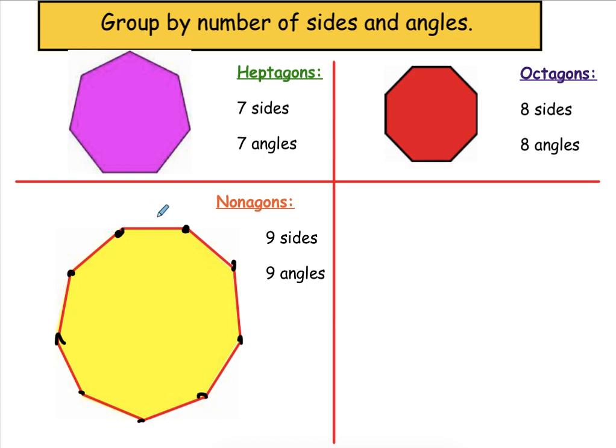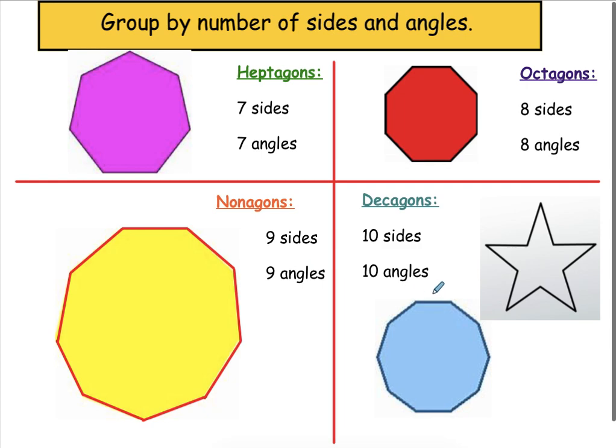And lastly, the one that we're going to be focused on for today is called a decagon. A decagon has 10 sides, 10 angles. And the way that you can remember decagon is a decade is a span of 10 years. So deca means 10. So again, counting here, 1, 2, 3, 4, 5, 6, 7, 8, 9, 10. 10 sides, 1, 2, 3, 4, 5, 6, 7, 8, 9, 10 angles.